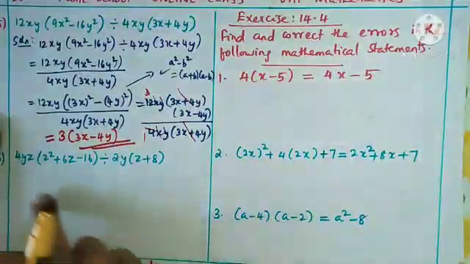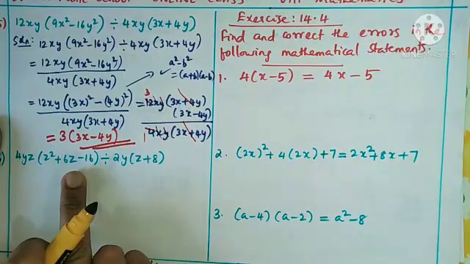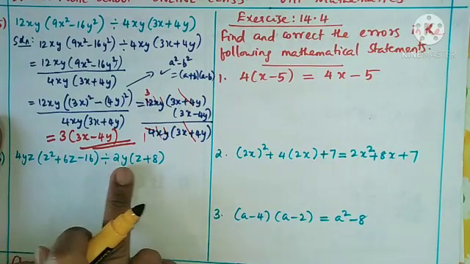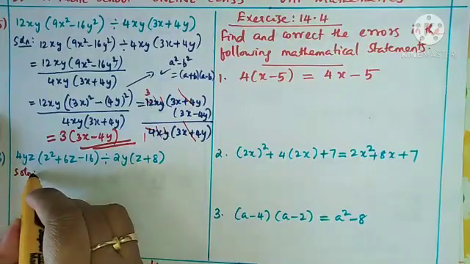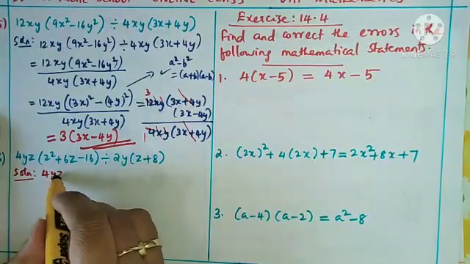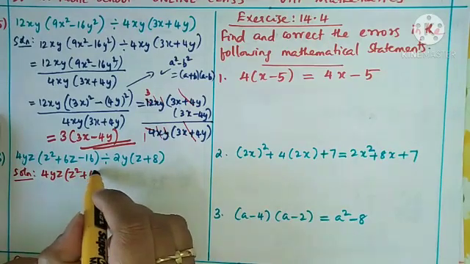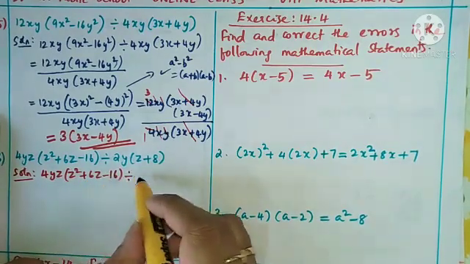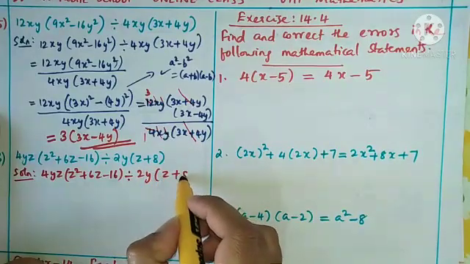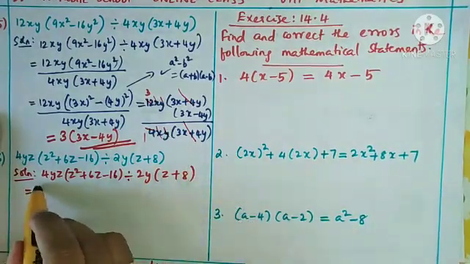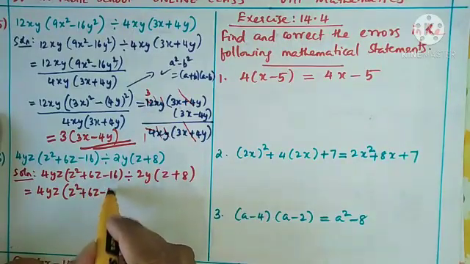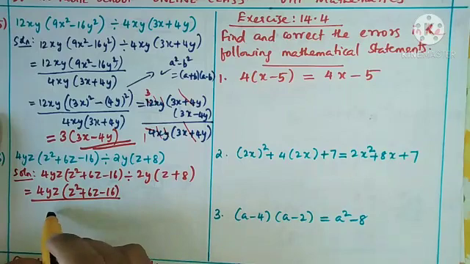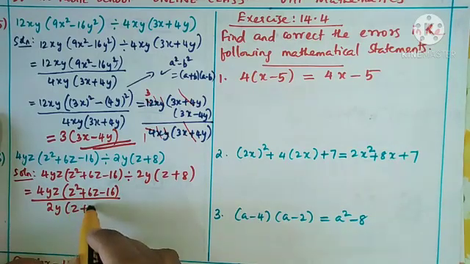Okay, now we can see one more question. 4yz into z square plus 6z minus 16 divided by 2y into z plus 8. Okay, so write the question once more. 4yz into z square plus 6z minus 16 divided by 2y into z plus 8. That is equal to 4yz into z square plus 6z minus 16 divided by 2y into z plus 8.